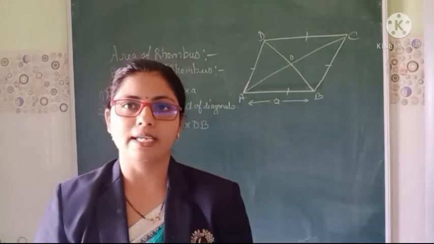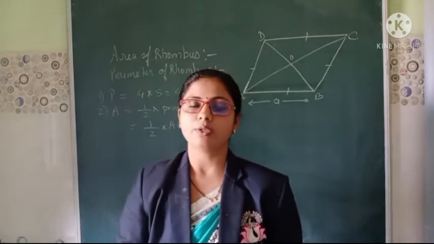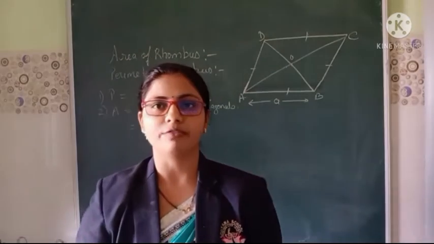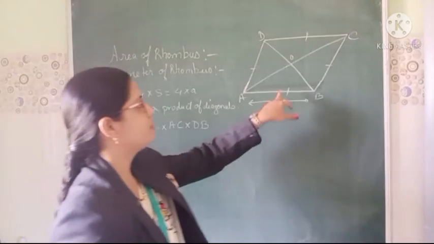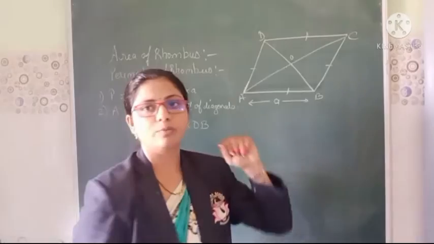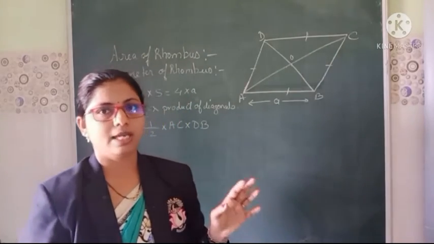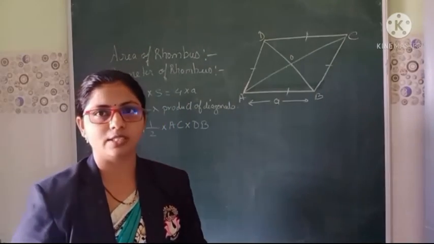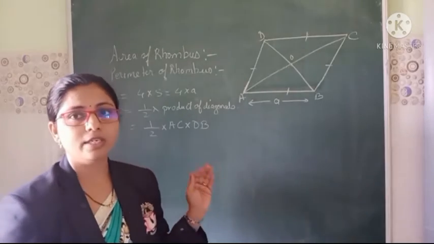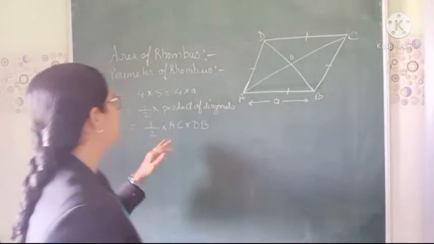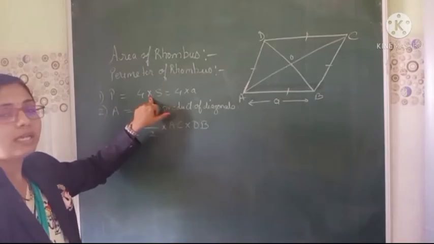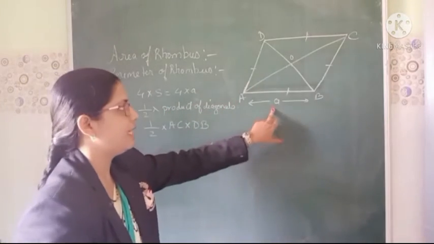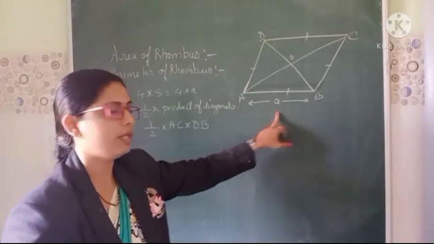Now next is rhombus. We are going to see perimeter and area of a rhombus. For that we have this diagram of a rhombus where we can see all the sides of a rhombus are equal to each other and opposite sides are parallel to each other. This is the speciality of a rhombus. First, perimeter of rhombus, that is 4 multiplied by s, that means a. 4 multiplied by a, all sides will be a only.